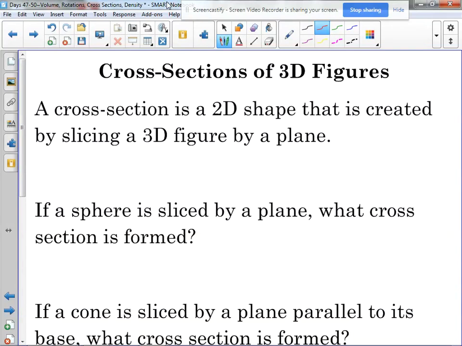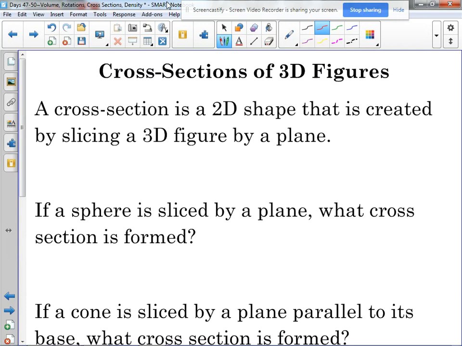A cross-section is a two-dimensional shape that is created by slicing a three-dimensional figure by a plane. Now, if you've never heard the term plane in a mathematical context, we're not talking about what's flying through the sky. Essentially, imagine just a piece of paper. Okay, that's a plane.